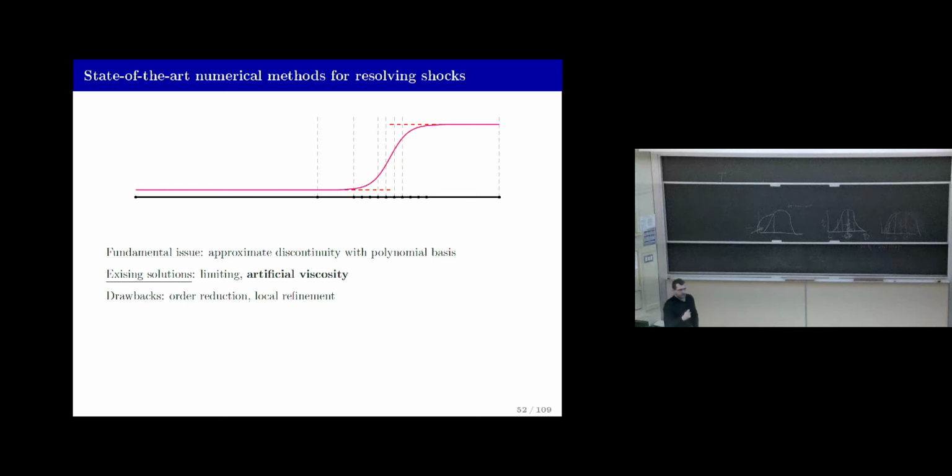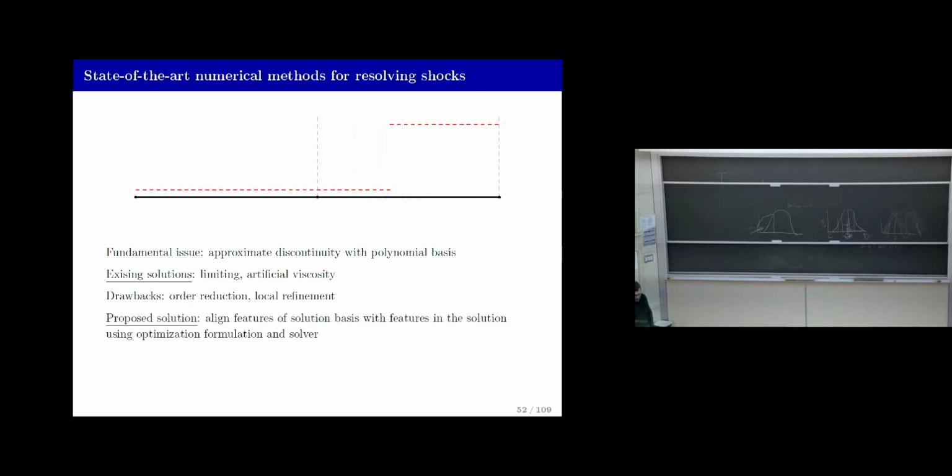So what are the issues here? The issue is that if you do that first option, limiting, you have an order reduction. So you had a nice high order method, and now all of a sudden it's not. It's low order, especially around the shock. So that's an issue. And then no matter what you're doing, you're always talking about local refinement, which can be very tricky to do in 3 dimensions, especially if you have curved elements. It can be a real nightmare to do. So these are the issues with these standard approaches.